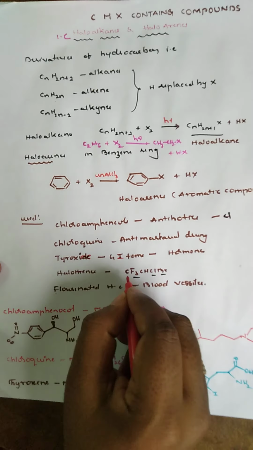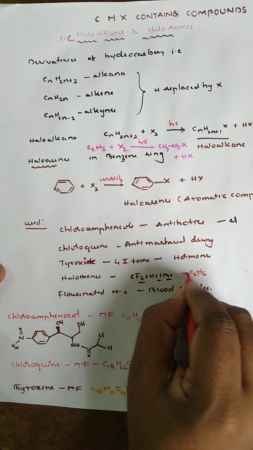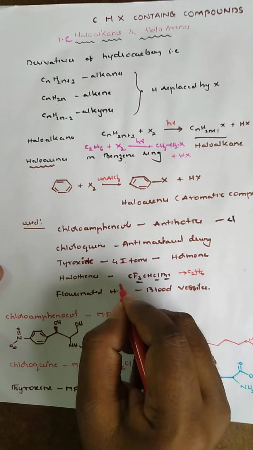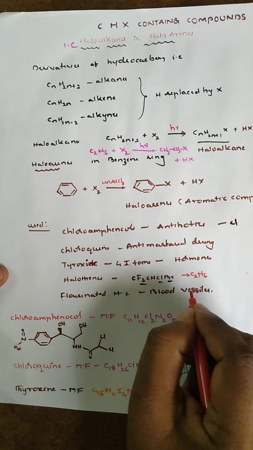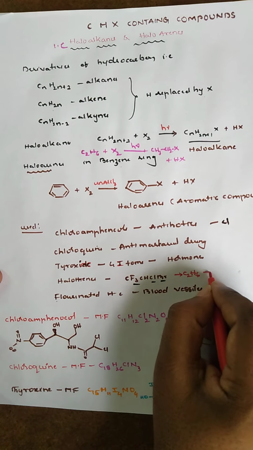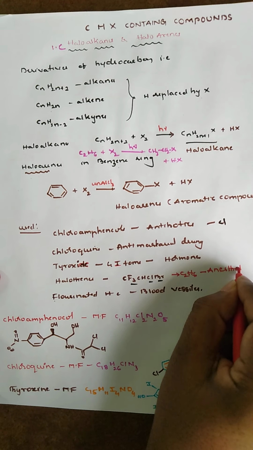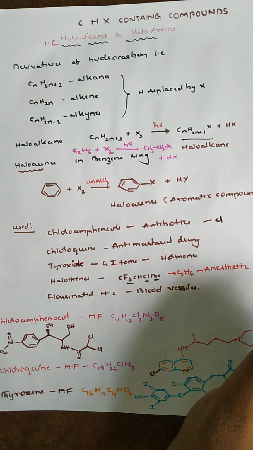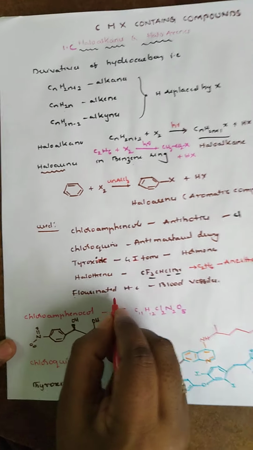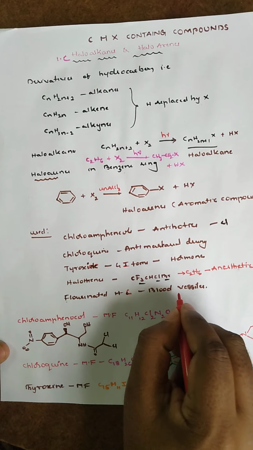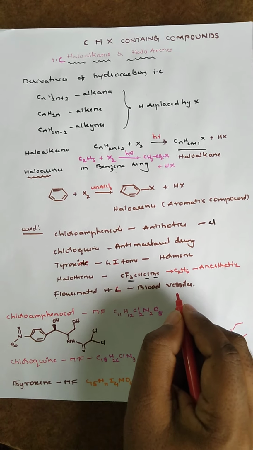Halothanes. Halothanes are derivatives of ethane. Some of the hydrogens are replaced by halogens to form halothanes. These halothanes are used as anesthetic drugs, that means they can be used at the time of surgery. Then fluorinated hydrocarbons are used as a substituent in an exam.